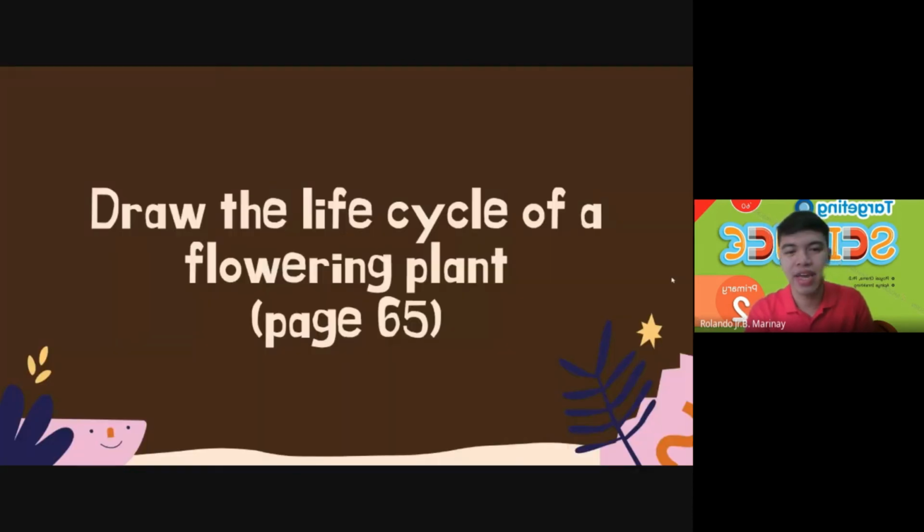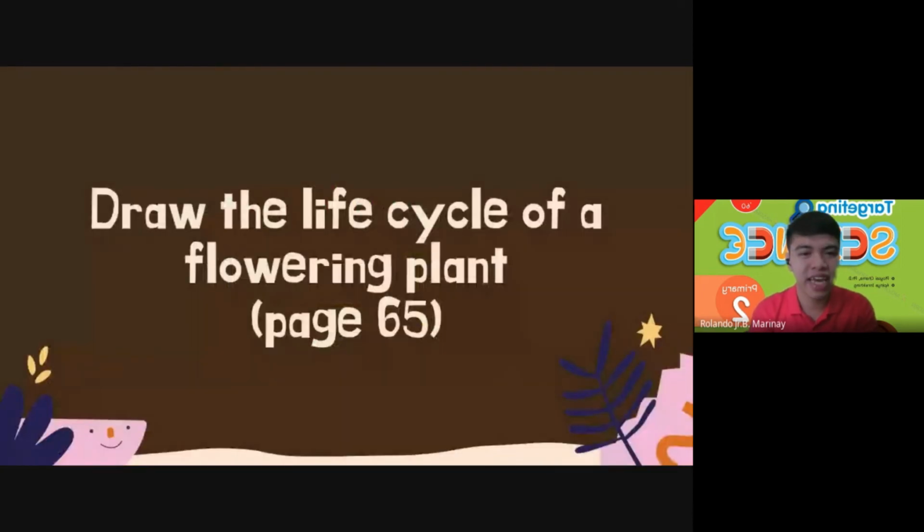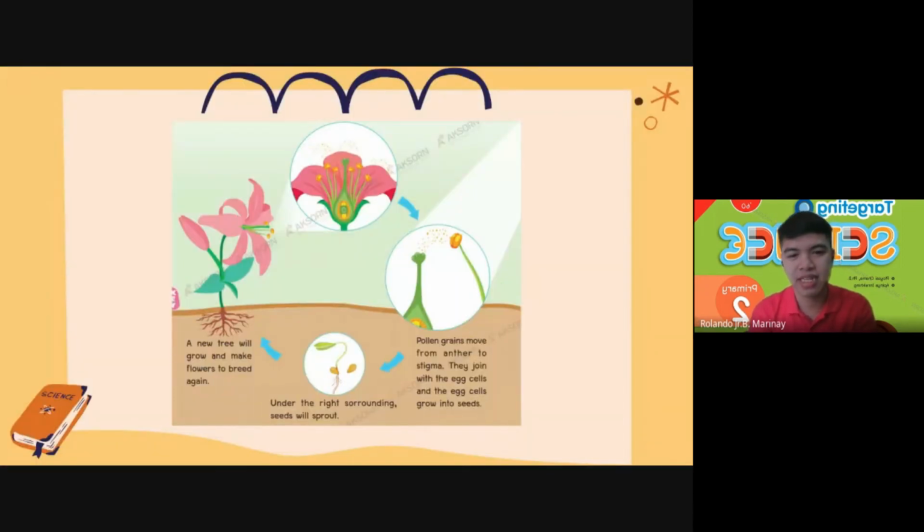Now I want you to open your book to page 65. Page 65. And then you're going to draw the life cycle of a flowering plant. And while drawing, I hope that you will pick it up even better. You will understand it better. Page 65. This is the life cycle of a flowering plant.